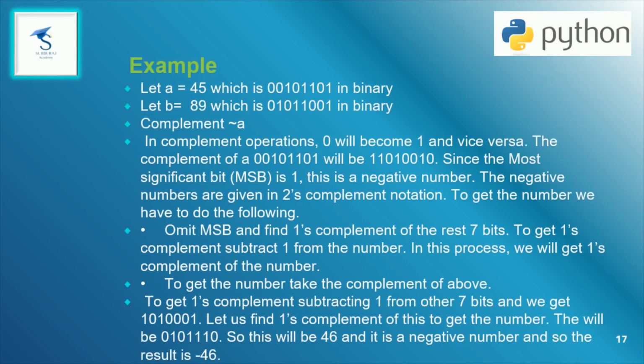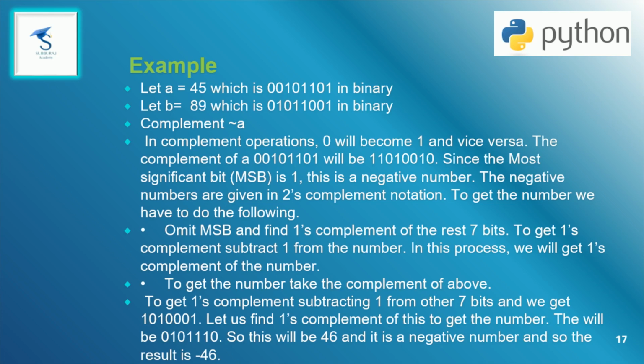Let us carry out the operations manually before we check with a program. We will take decimal numbers and convert them to binary numbers for manual operations. However, in the program, this process will not be transparent to the user. Let A equal 45, which is 00101101 in binary. Let B equal 89, which is 01011001 in binary.